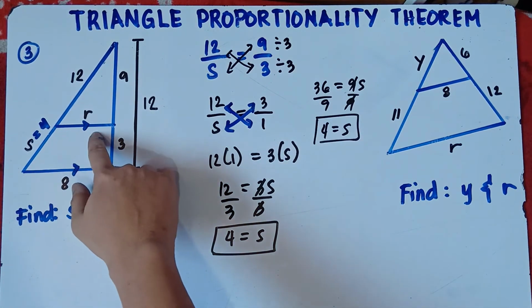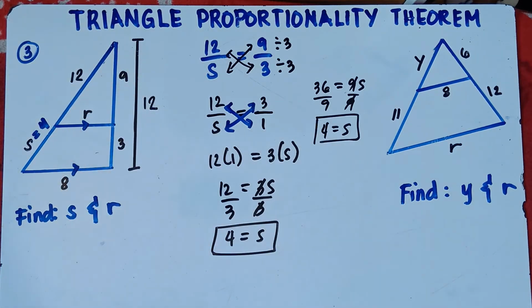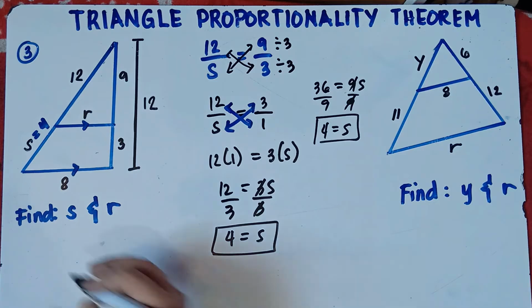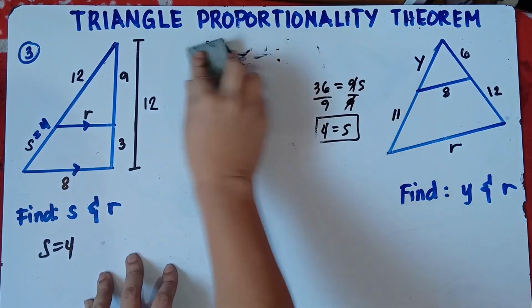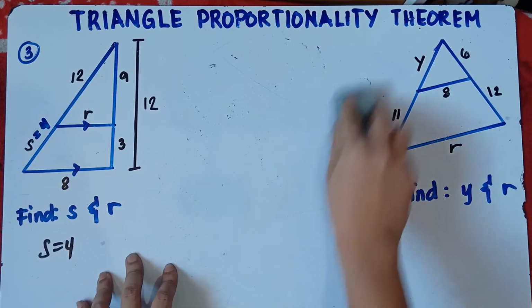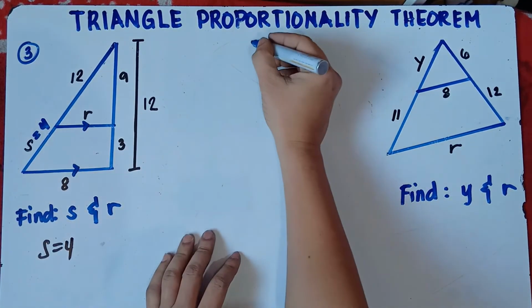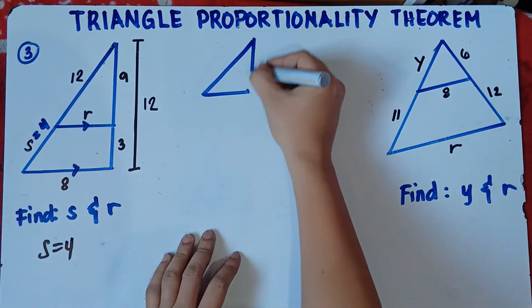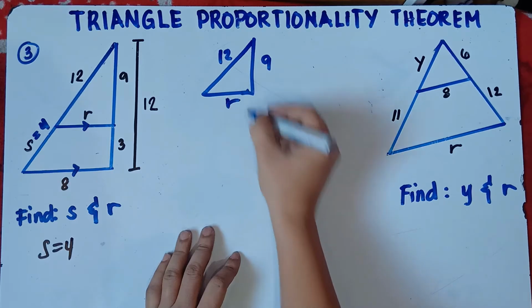To find R, you will need to get the ratio of the small triangle and the big triangle. So let me just draw this one, class, for you to understand. Our S is 4. To get the value of R, we can make the ratio of the small triangle and the big triangle. So let me just draw the triangle. The small triangle, this will be 9, this is 12, this is R, right?